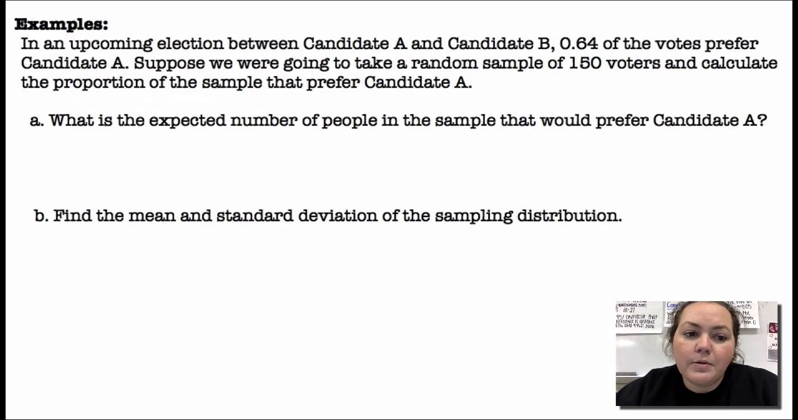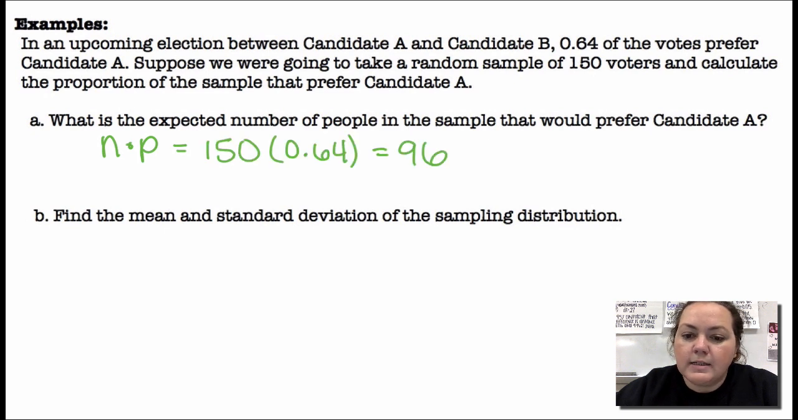All right, examples. In an upcoming election between candidate A and candidate B, 64% of the voters prefer candidate A. Suppose we were going to take a random sample of 150 voters and calculate the proportion of the sample that prefer candidate A. What is the expected number of people in the sample that would prefer candidate A? Well, n times p would be 150 times 0.64, which is 96. So we would expect 96 out of the 150 people to prefer candidate A.